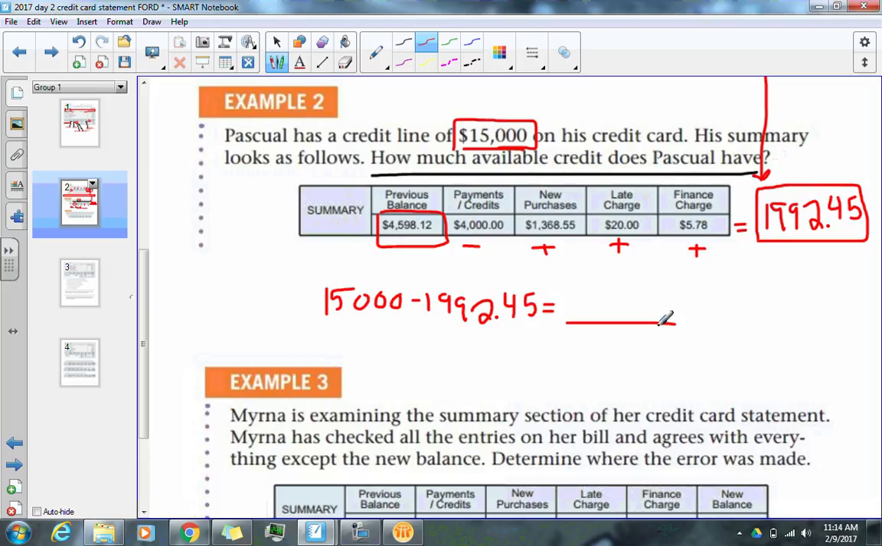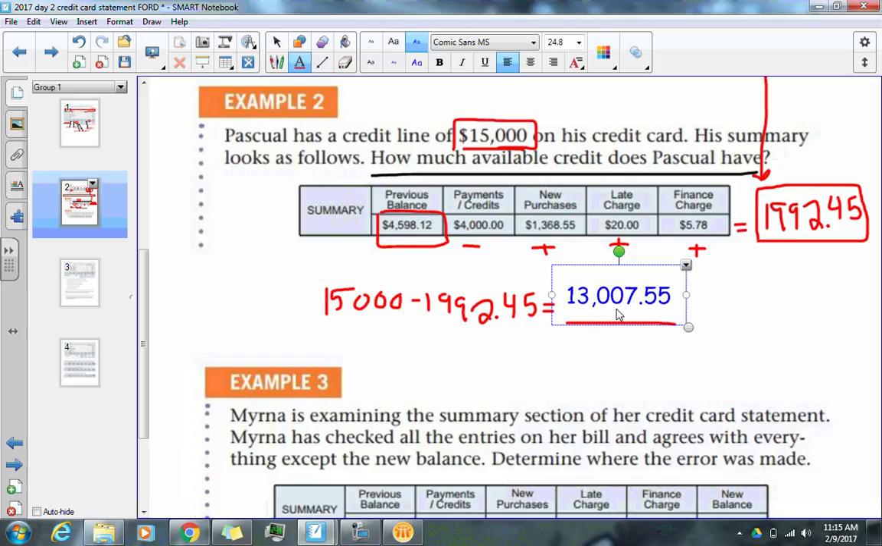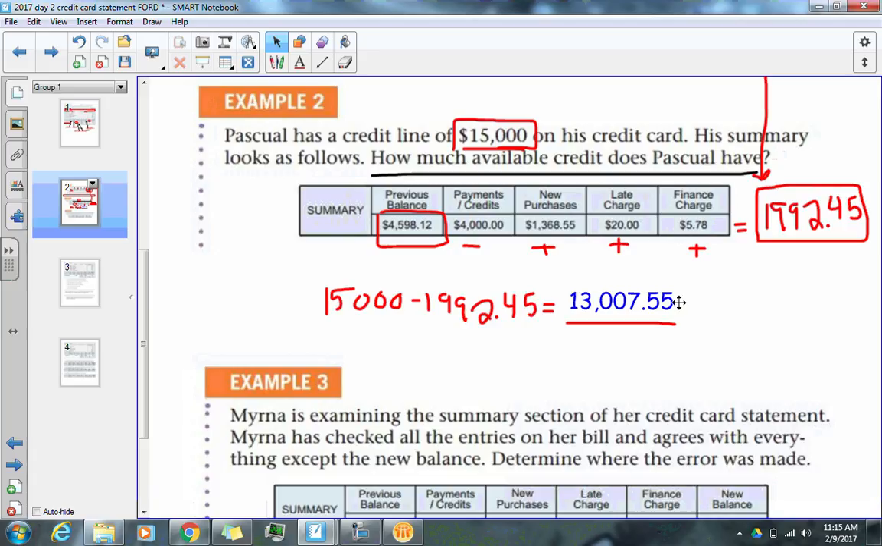So the answer is how much available credit is left? We'll just subtract them. So 15,000 minus the $1,992, and you end up getting, I'm going to type this because it's easier for me to type, $13,007.55. That's how much credit he has left. So if he wanted to put more money on the card, he could, and this is it, 13,000. That's how much he had left.